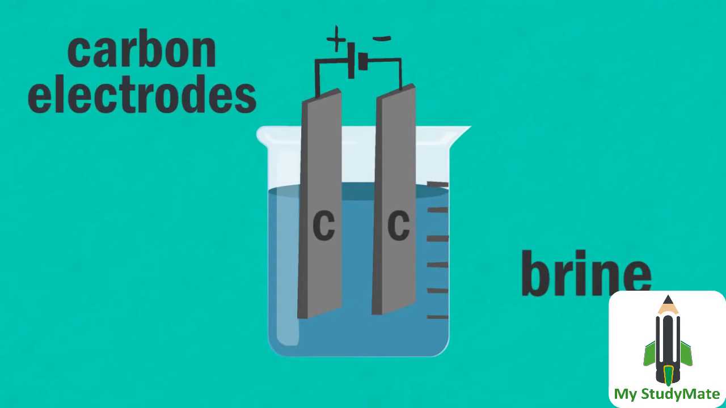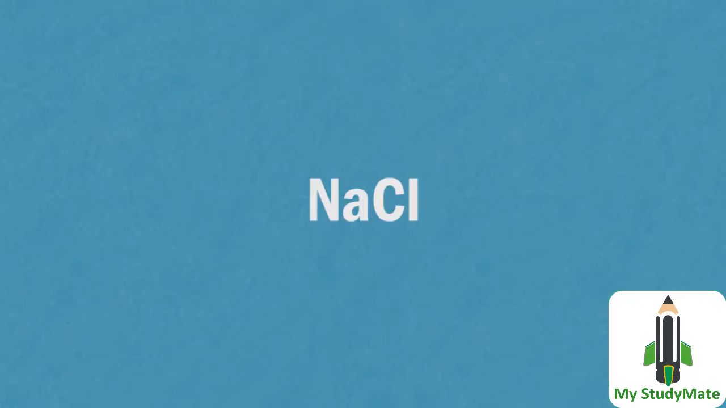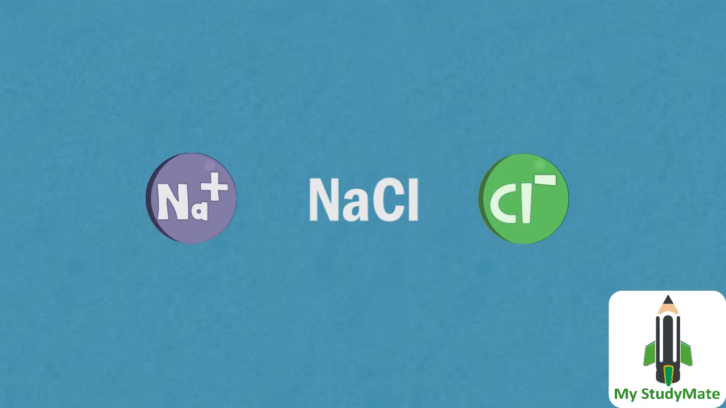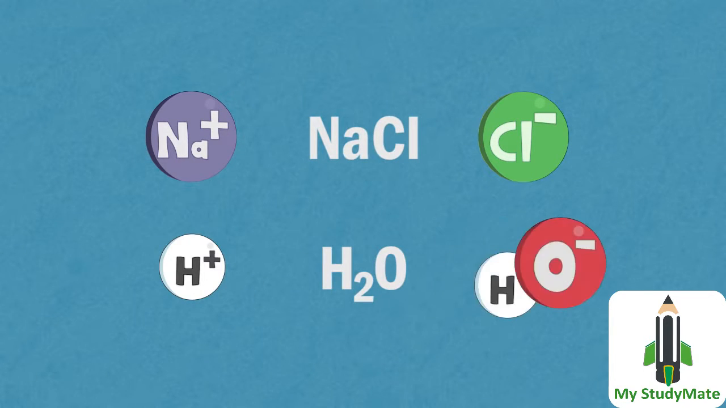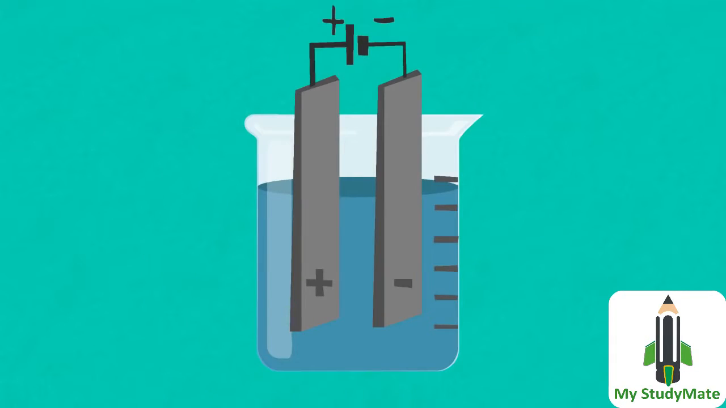Brine is a saturated solution of sodium chloride. We don't want the electrode to become part of this reaction, and so we use carbon electrodes. From the sodium chloride we have positive sodium ions, Na+, and negative chloride ions, Cl-. And from the water we have positive hydrogen ions, H+, and negative hydroxide ions, OH-.